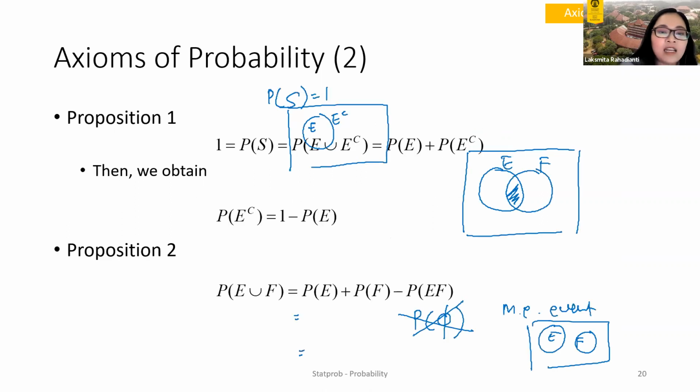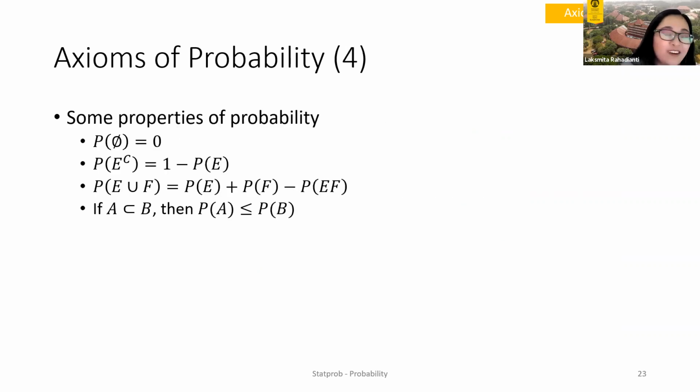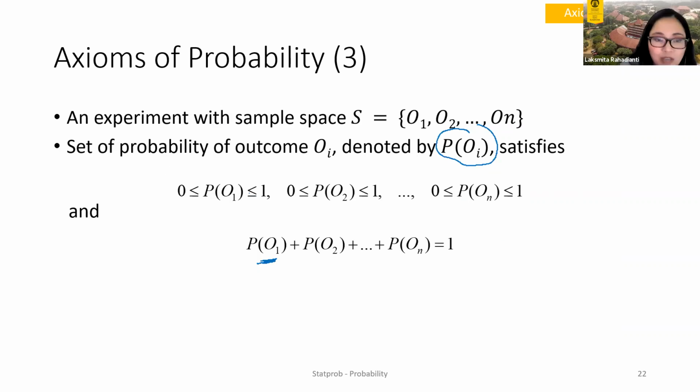Recall that an event can consist of more than one outcome. Like, for example, the event of even numbers, we have more than one outcome. We have 3 outcomes inside of it.